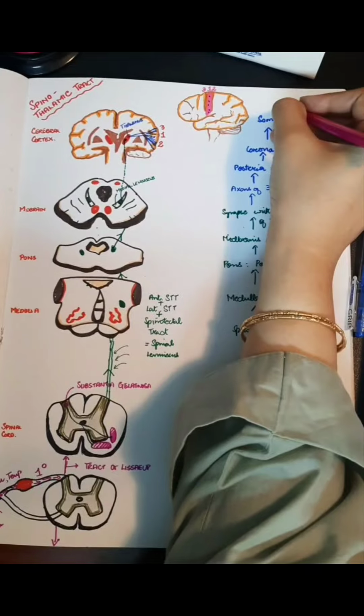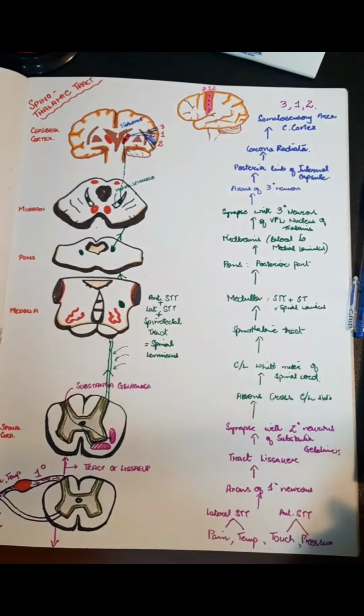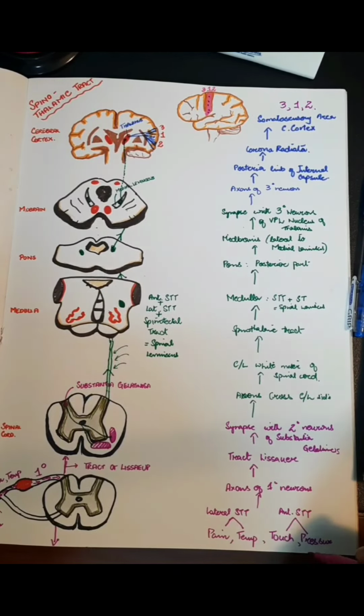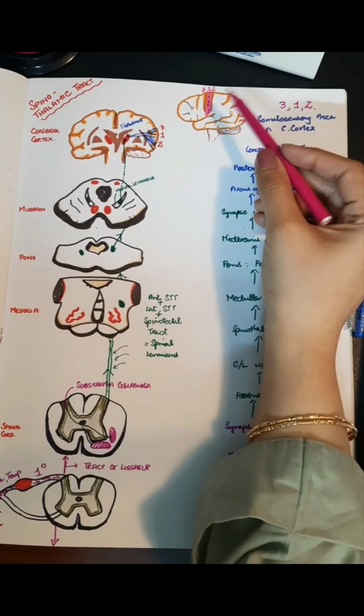In this way, the sensations of pain, temperature and touch, which are carried by the spinothalamic tracts, reach the cerebral cortex and are perceived consciously.